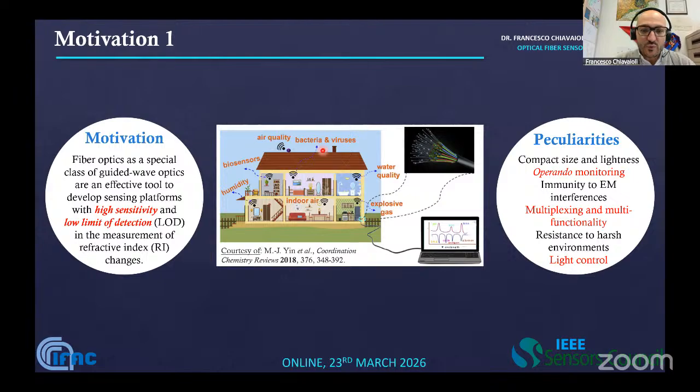Here we just report some very illustrative examples of where optical fiber can be used for different applications, ranging from detection of physical parameters to chemical parameters to biosensing, as I told you before. And the main reason is because optical fiber has peculiarities that other types of platform can hardly offer, in particular the possibility for operando monitoring, the capability of multiplexing and multifunctionality, and the unique light control at the nanoscale level.